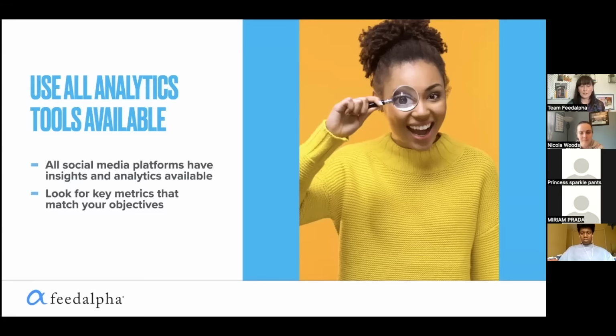Look for the metrics that match your objective. So if your objective in the first instance was just to get brand awareness, then having more followers and having more people engage with you and a good reach is very good. If your objectives were to get conversions or people signing up for your newsletter or something, then the key metrics you're looking for are visits to your website, downloads, and lead generation.